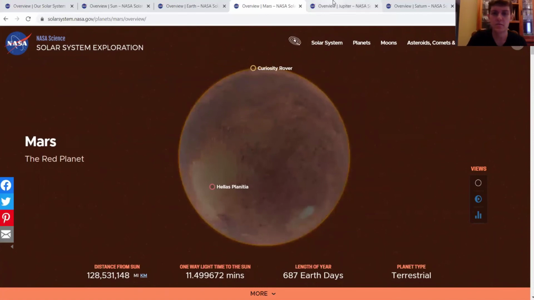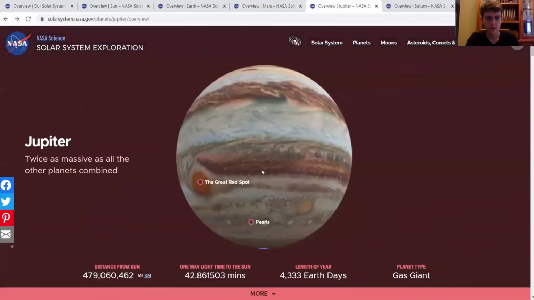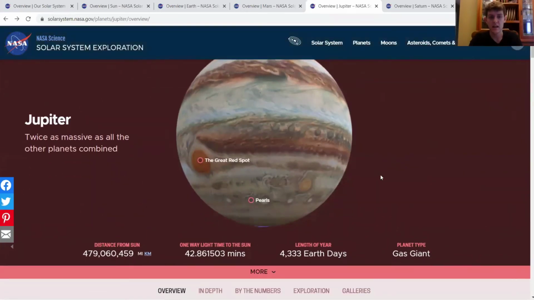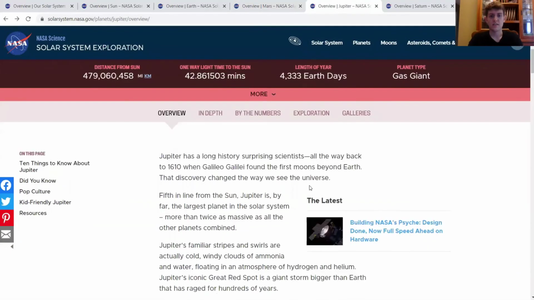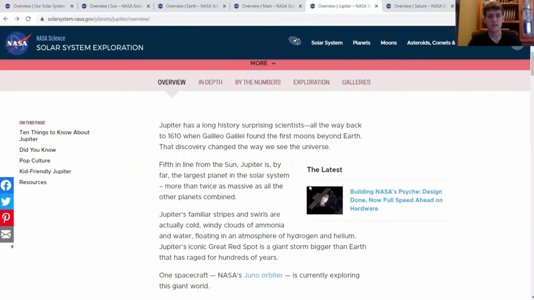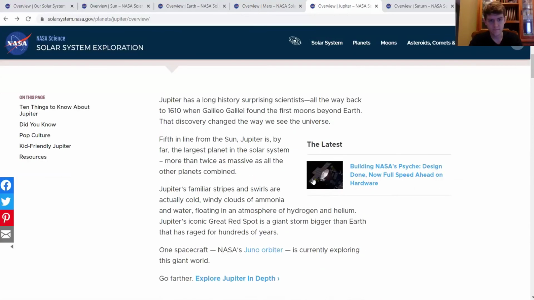All right, time for the next planet, Jupiter. So this is Jupiter. Now Jupiter is twice as massive as all the other planets combined. This is probably the biggest planet. It is a gas giant. So Jupiter has a long history of surprising scientists, all the way back to 1610 when Galileo Galilei found the first moons beyond Earth. That discovery changed the way we see the universe. So all the way back to 1610, that's pretty fascinating.